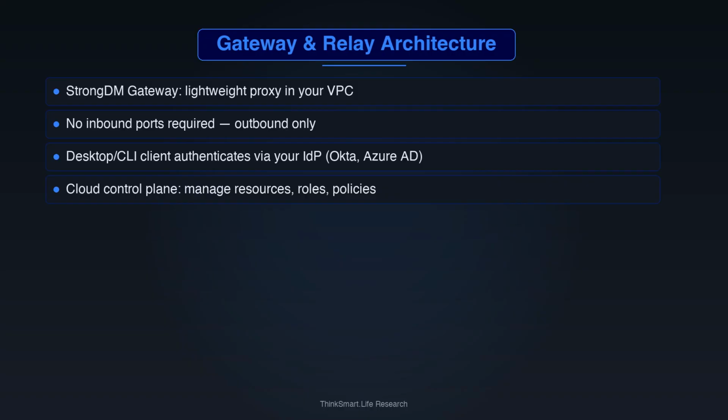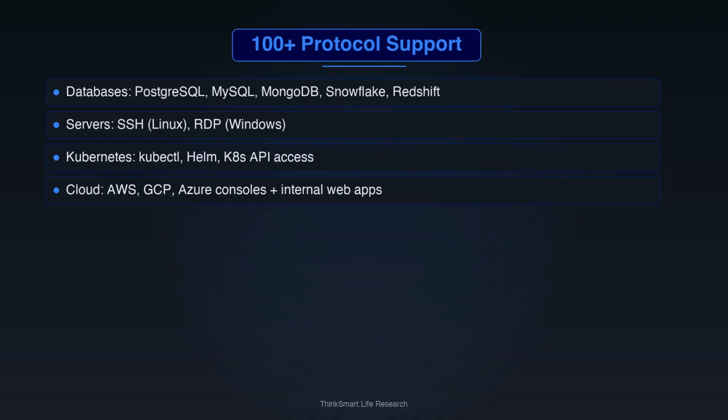Here's how it works. When an engineer needs to connect to the production database, they open the StrongDM client, which can be a desktop app or a CLI, and authenticate through your existing identity provider, whether that's Okta, Azure Active Directory, Google Workspace, or anything else that supports SAML or OIDC. StrongDM checks the engineer's role and current access policy, generates ephemeral credentials that expire at the end of the session, opens the proxied connection, and logs every single query and command. The engineer never sees the actual database password, ever.